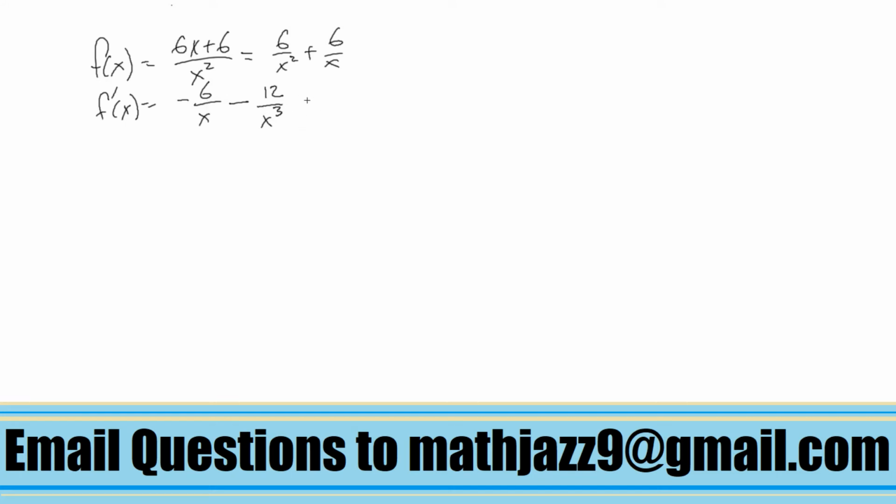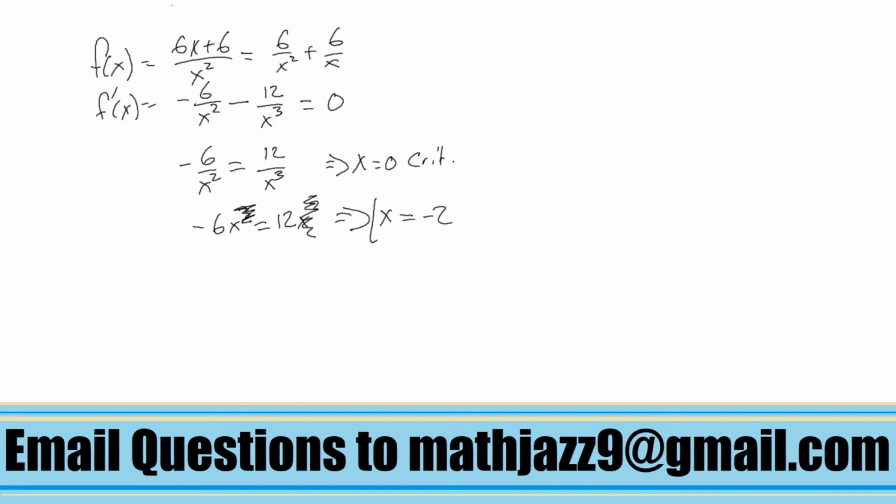We want to see where this equals 0 and where it's undefined. So let's set it equal to 0. That gives us negative 6 over x squared equals 12 over x cubed. Sorry, this should be squared, and this is cubed. That implies that x equals 0 is a critical point, because the function is undefined there. When we cross multiply, we get negative 6x cubed equals 12x squared. We will cancel off a square from both sides, and that implies that x equals negative 2. So this is also a critical point.